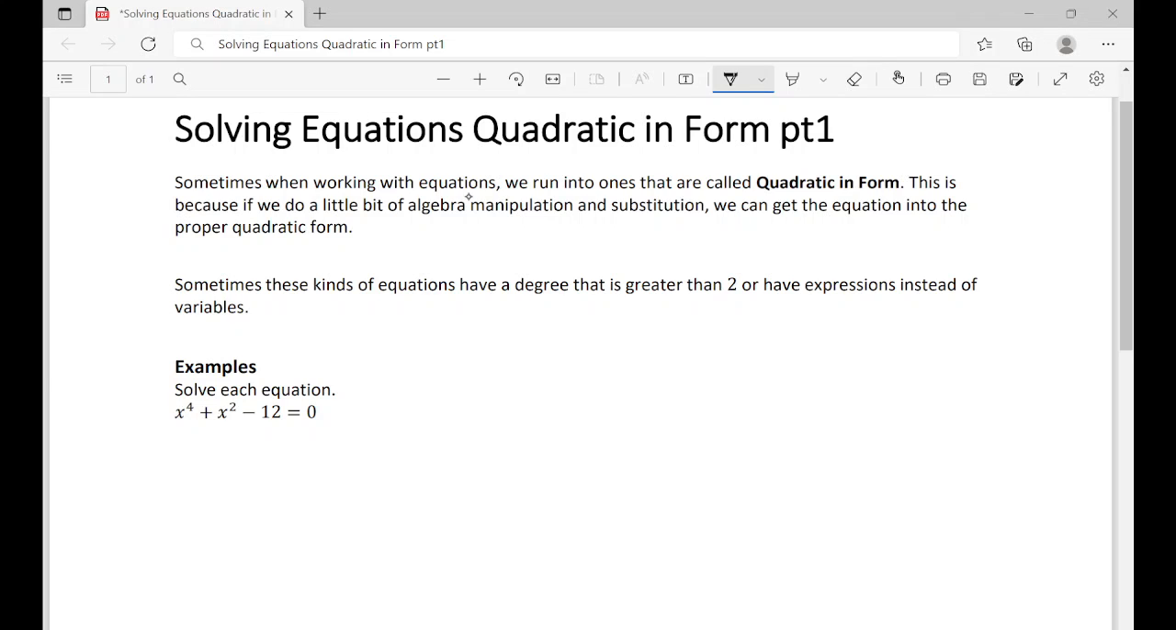Sometimes when working with equations, we run into ones that are called quadratic in form. This is because if we do a little bit of algebra manipulation and some substitution, we can get the equation into the proper quadratic form. Sometimes these kinds of equations have a degree that's greater than 2, or even have expressions instead of variables. So how will we approach those kind?